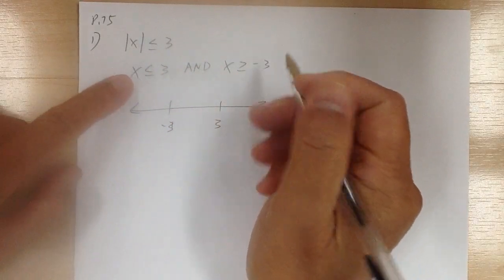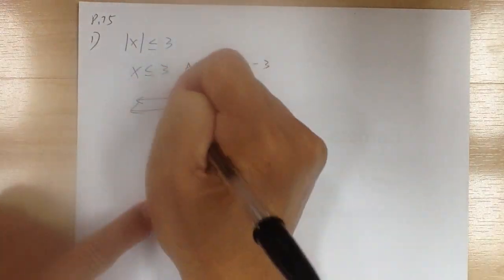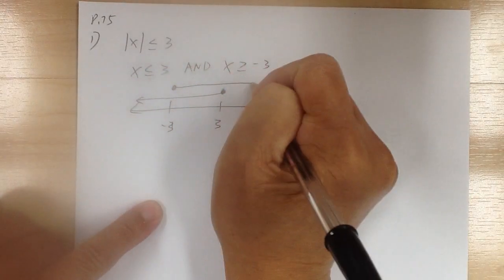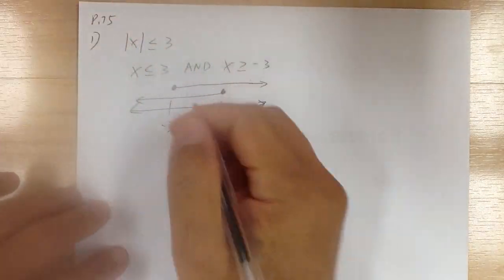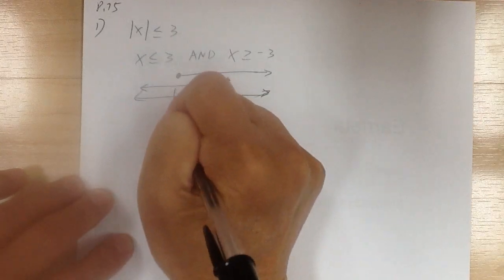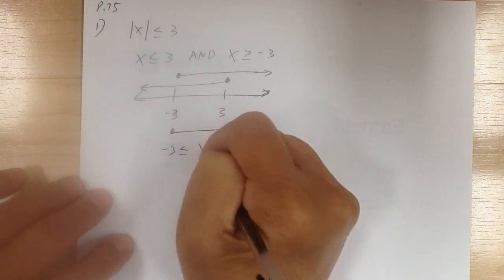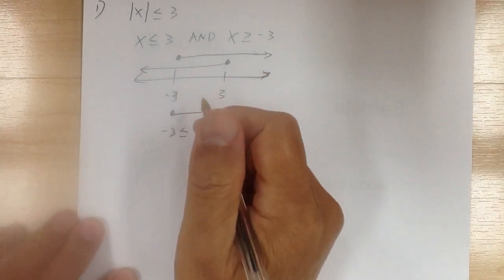Okay. So for this one, you're going to get this. For this one, you're going to get this. Okay. And then use the and, means you have to have both. So your final answer would be from here to here, and so it would be negative 3 is less than or equal to x, and is less than or equal to 3. Okay.